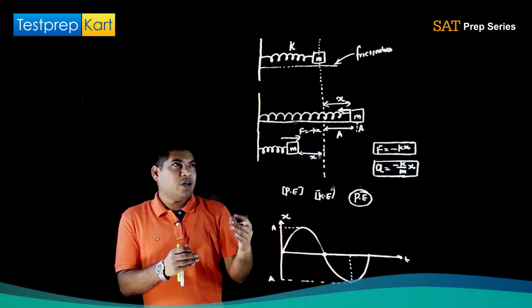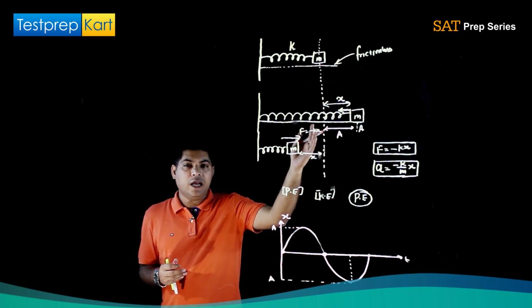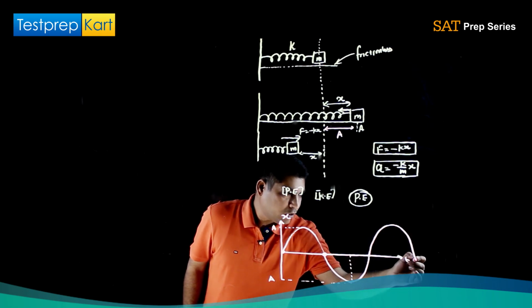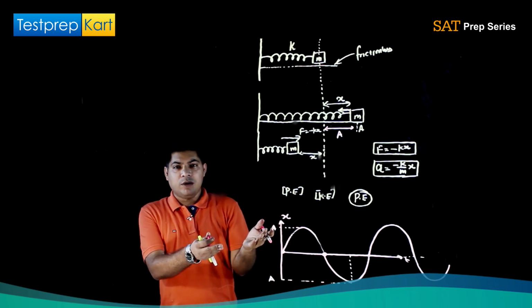Now as we talked about, if the surface is frictionless and this process will continue for an infinite amount of time, then we can further draw this graph like this. Now it's a simple sinusoidal wave.